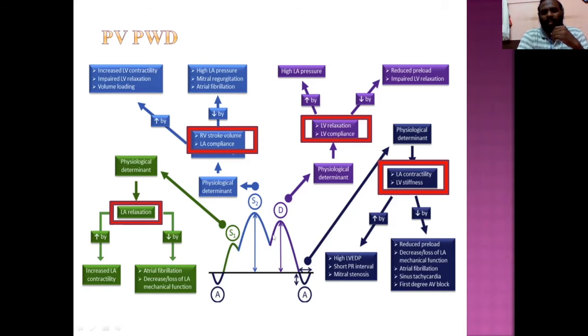What is D velocity? D velocity is flow of blood from the pulmonary vein into the LV through the LA. It is diastolic filling happening, so this reflects the LV compliance. And the third wave is the A wave or the atrial reversal velocity, which is determined by the LA contraction.